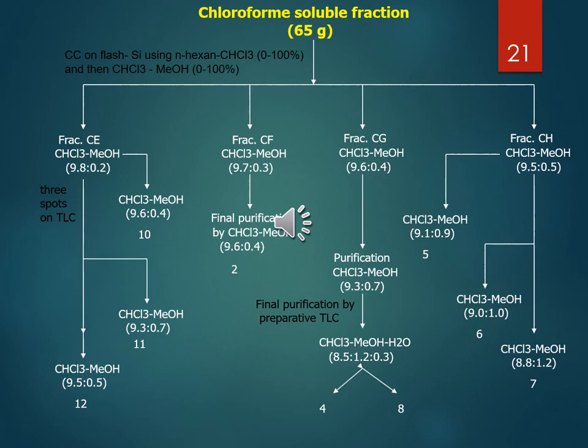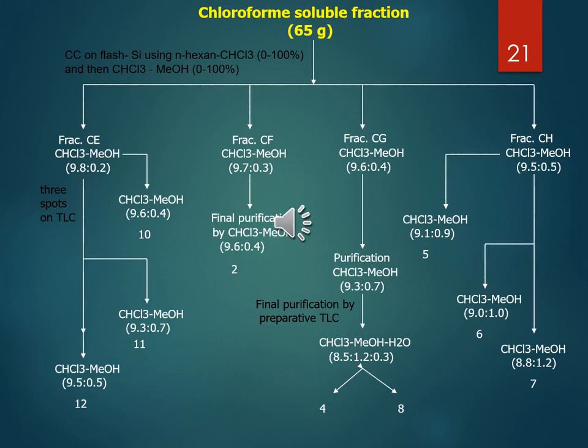The fraction CF is subjected to column chromatography over silica gel, and eluting with 9.7 to 0.3% chloroform-methanol, we obtain compound number 2. The purification of this compound is confirmed by using the organic purity system, that is 9.6 to 0.4% chloroform-methanol.